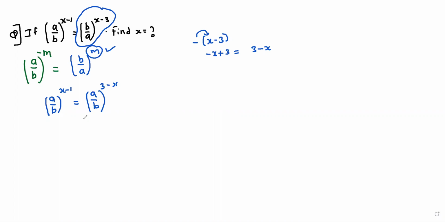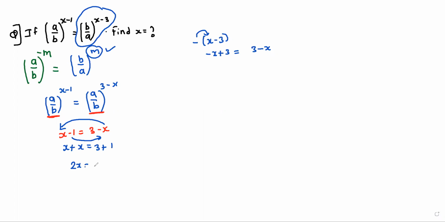So now what I am getting is that this a by b is the same on both sides. So x minus 1 is equal to 3 minus x. Now this minus x will go to the left hand side, it will become x plus x, and this minus 1, when it comes to the right hand side, will become 3 plus 1.